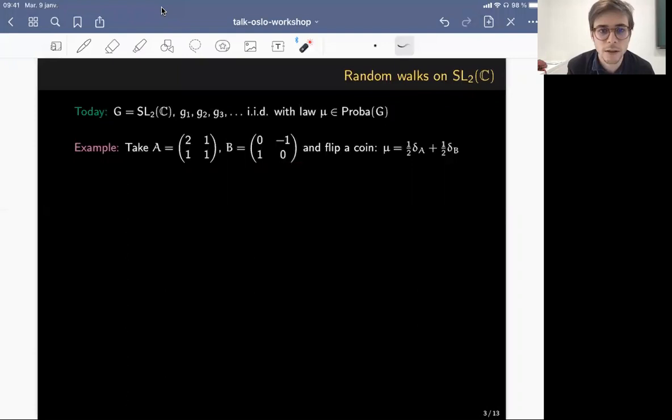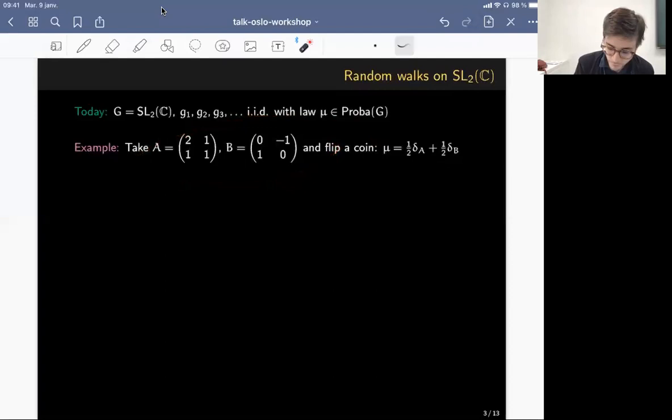And in this case, the measure, the law in G is nothing but the average of two Dirac masses, one at A and one at B. So even in this very, very simple example, we need the whole general theory to give interesting results about that. Okay, so if you want to prove limit theorems for these random products, we cannot do it by hand, even in this simple case.